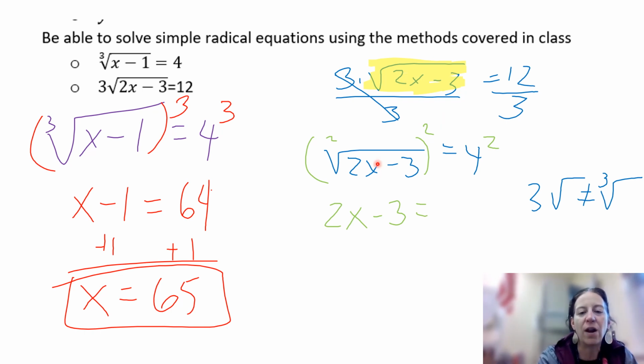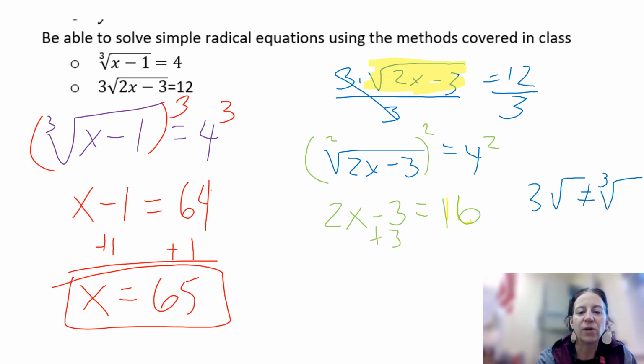Make sure that you are not operating on the 2x minus 3. So nobody says 4x squared minus 9, which would be wrong anyway if you tried to square it. So don't square it, because that's not even the right thing to do. So what you're doing is you're getting rid of that square root. 4 squared is 16. There we go. And then solve the resulting equation.